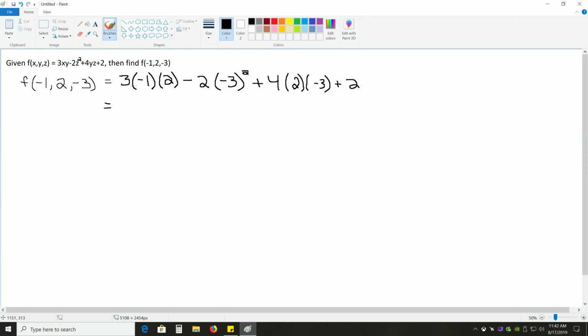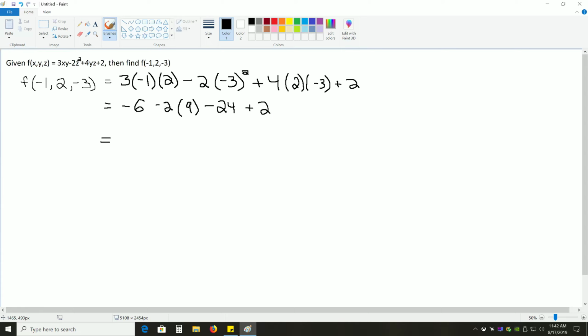So simplifying this, 3 times negative 1 times 2 gives us negative 6. Minus 2 times negative 3 squared. Well, negative 3 times negative 3 is positive 9. Then we have 4 times 2 is 8 times negative 3 is negative 24 plus 2.